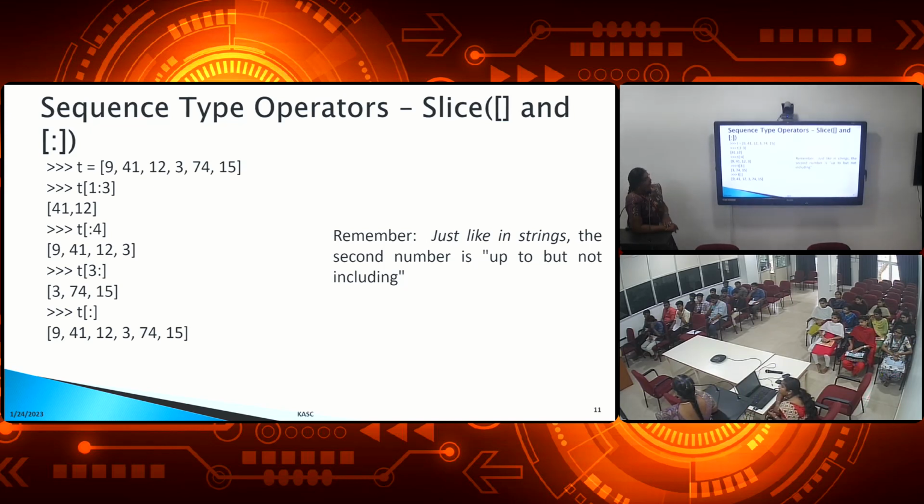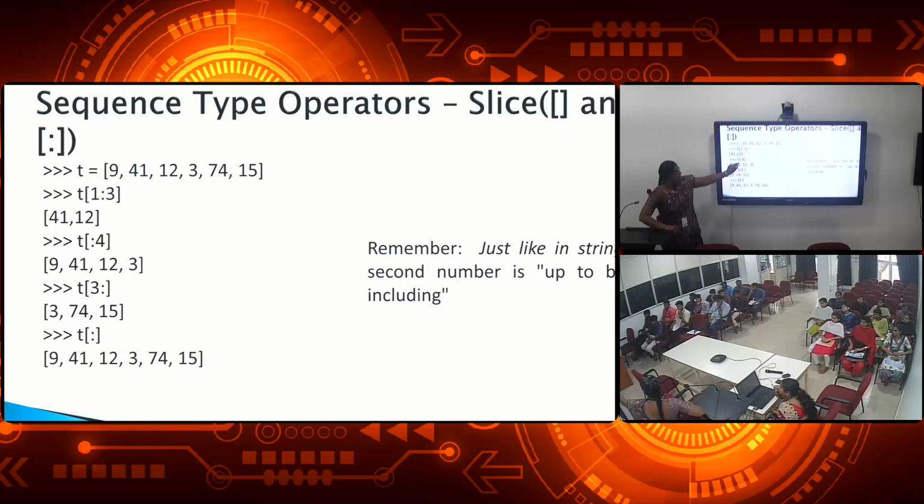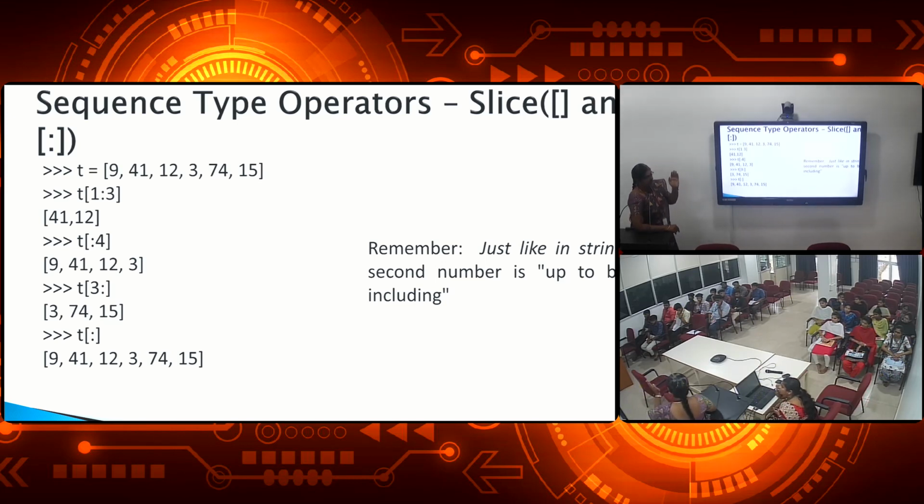Suppose you give 1 to 4, in the sense you can get the values 41, 12 and 3, right? Suppose you give only 4, in the sense it goes from the starting value to the end value, right? What is the starting value? It is index value 0, because here I didn't give any index value, isn't it, right? Directly I'm using 4, in the sense from the starting index value up to this one, right? So this is 0, this is 1, this is 2 and this is 3. So totally you have 4 values.